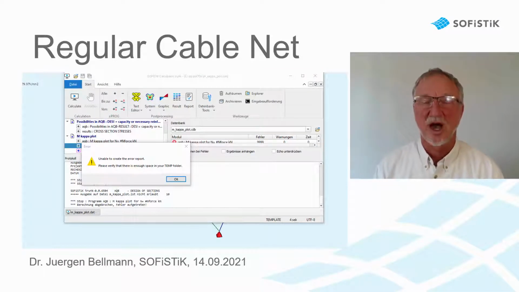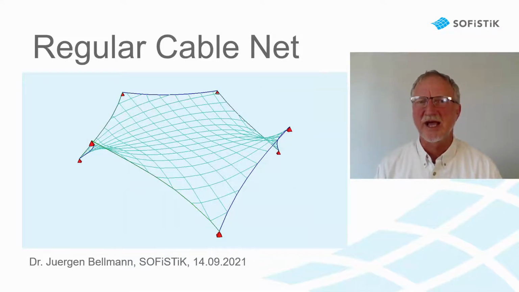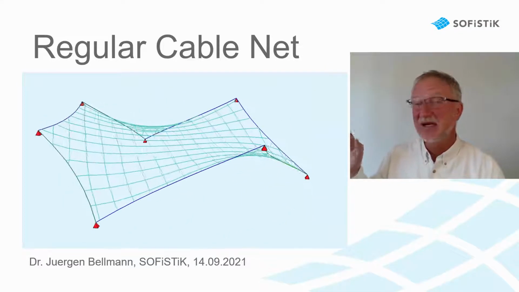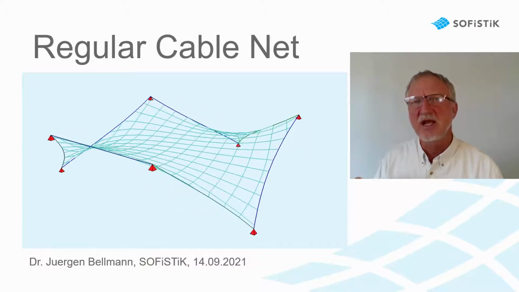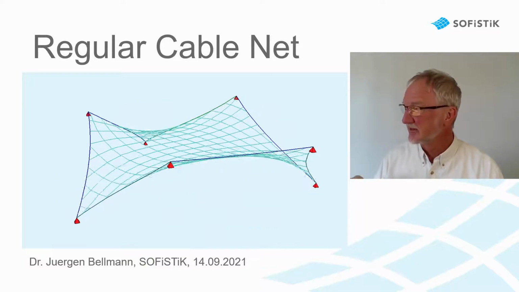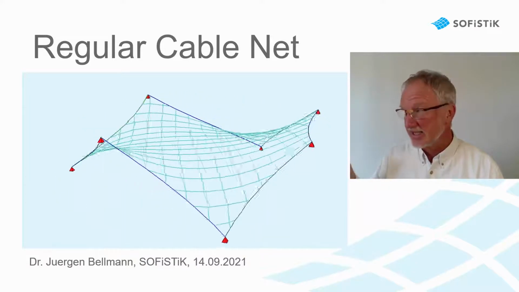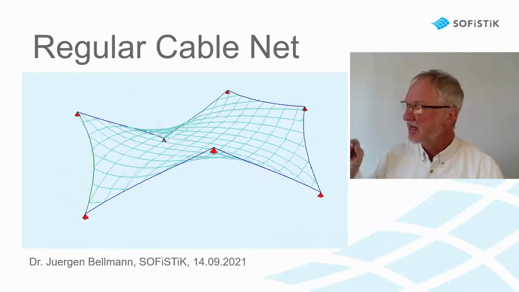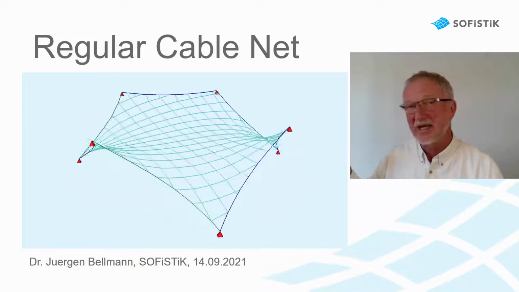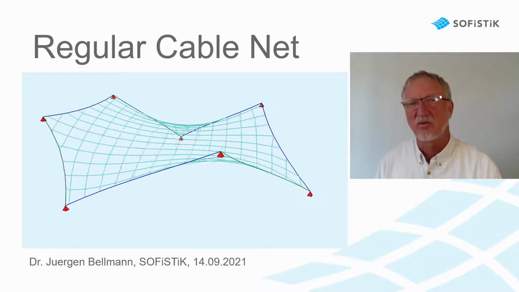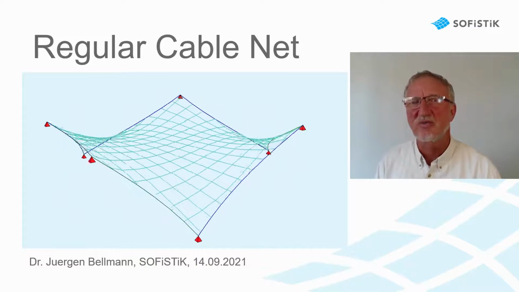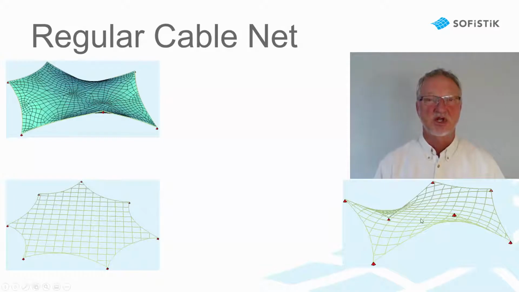In this video, I want to show you how to create a regular cable net on a free Formfinding surface. Please notice at the end of the video that all cables will get the same length of 1.500 meters. I first show you the complete workflow.